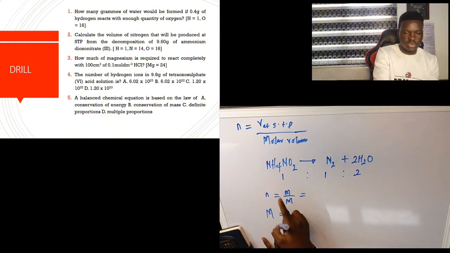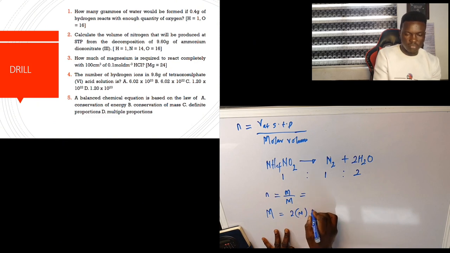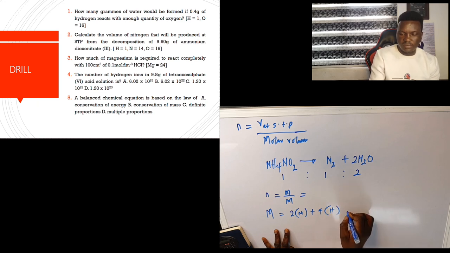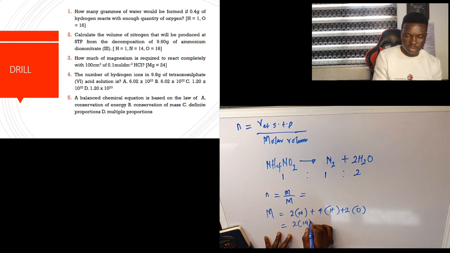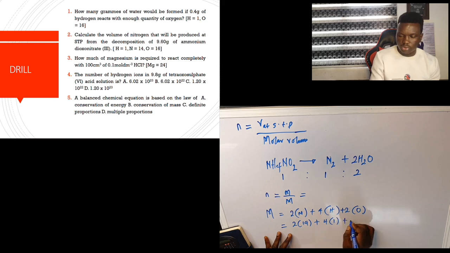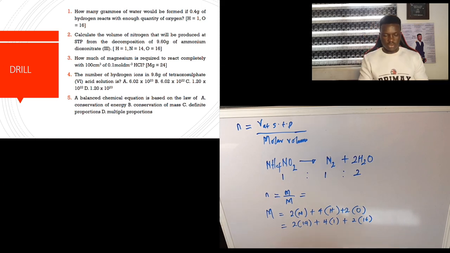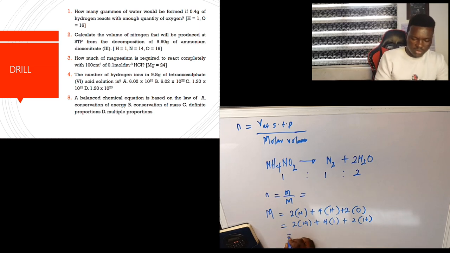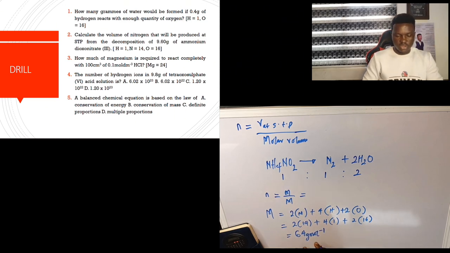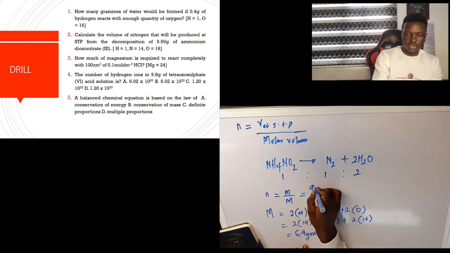So the molar mass is going to be: I have 2 nitrogen, 4 hydrogen, and 2 oxygen. So that will give me 2 times 14 plus 4 times 1 plus 2 times 16. That will be 28 plus 4 plus 32. That's 64. So the molar mass of ammonium dioxonitrate is 64 grams per mole. So now that I know the molar mass, then I have the mass. The mass is 9.6 all over 64.